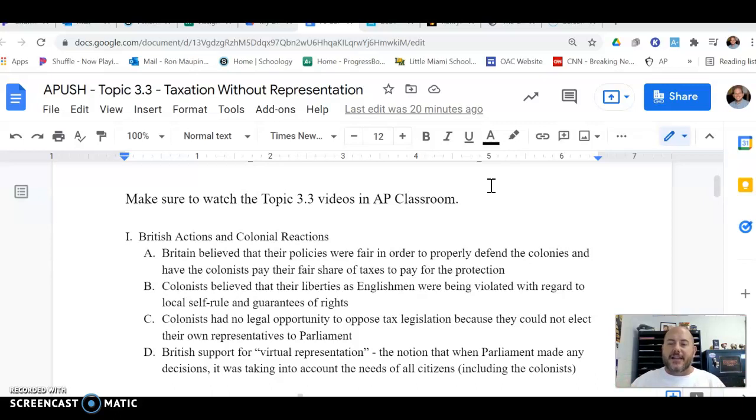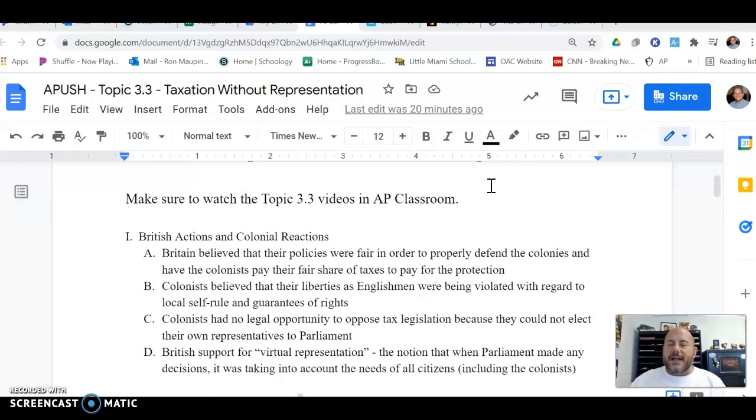And here's the other added issue: you are talking about adding taxes to people that do not have a say in those votes. Parliament is basically dropping these tax policies on the colonists, and the colonists have no say in the matter. And that's why this is going to be known by the phrase, taxation without representation. The colonists had no legal authority to elect representatives to represent them in Parliament in London.